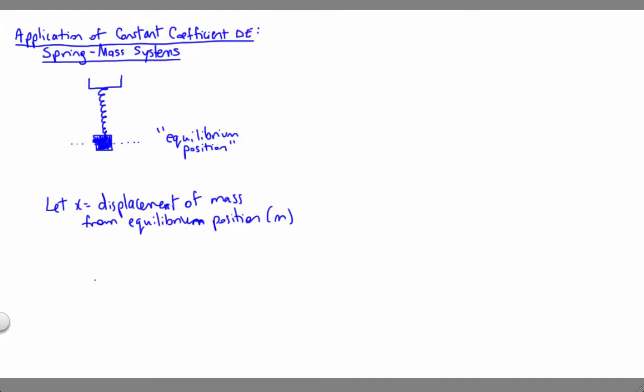Let's come up with a coordinate system for x. We're going to let the equilibrium position be represented by x equals 0. And then from there we're going to let the downwards direction be positive and the upwards direction be negative. The reason we take the downwards direction to be positive is because acceleration due to gravity is downwards.